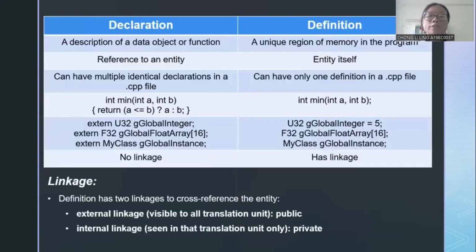For declaration versus definition, you can have multiple identical declarations in a .cpp file, but only one definition in a .cpp file. Declaration has no linkage, but definition has linkage to cross-reference the entity, such as external linkage, which is visible to all .cpp files, the keyword being public, and internal linkage, which is seen in that .cpp file only, the keyword being private.